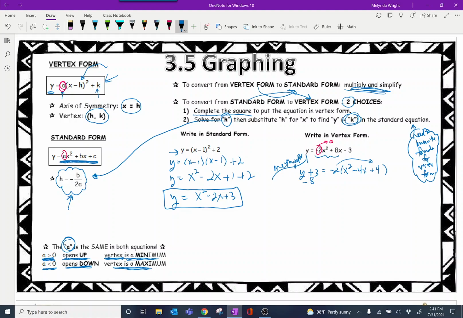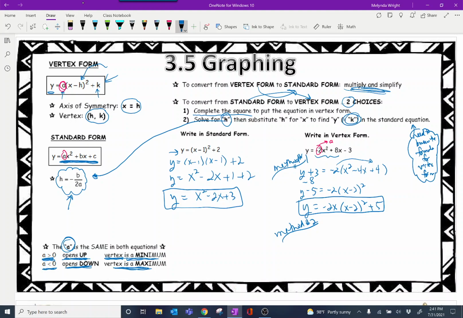So we've got y minus 5 equals negative 2 times x minus 2 squared. And to put it in vertex form like they have it listed up here, we would just move the 5 over. So y is negative 2 times x minus 2 squared plus 5. Okay, and there is our first technique, method 1. Now let's practice method 2.